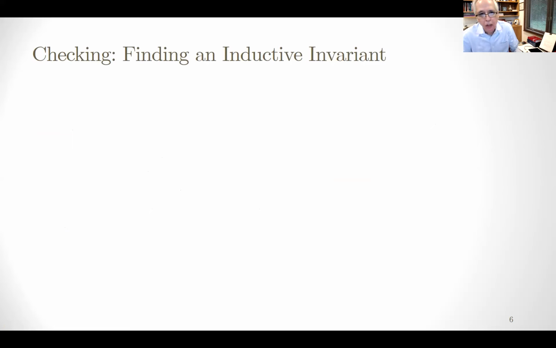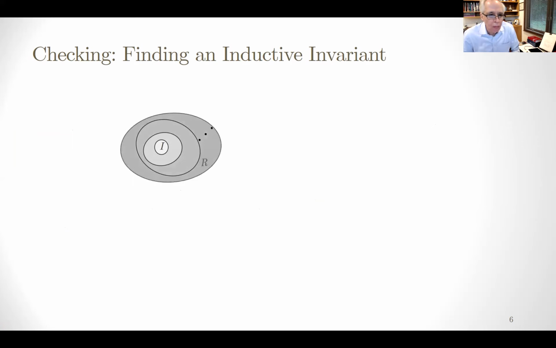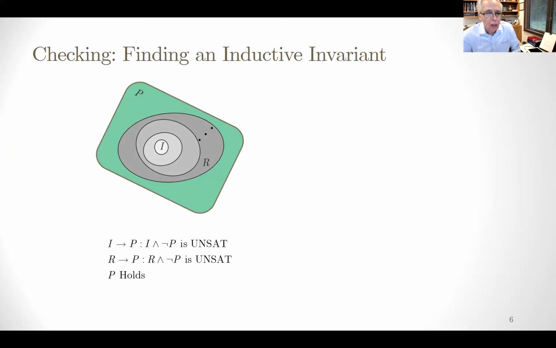For this community, I think you understand what an inductive invariant is, and the question is, how do we find one? One inductive invariant is basically the reachable set. If you can compute the reachable set R, and you can prove that the initial state satisfies the property, and that the reachable set satisfies the property, then we know that P holds, and R would be the smallest inductive invariant.